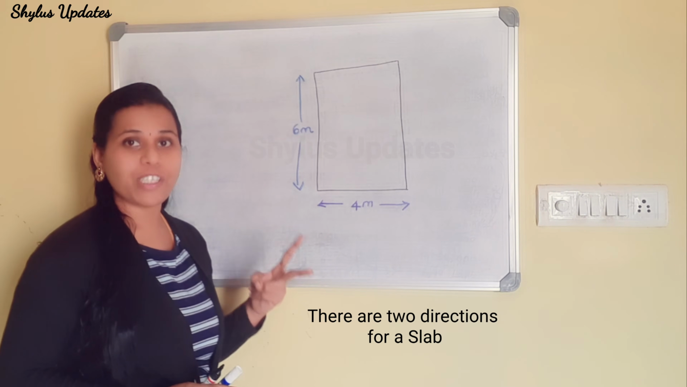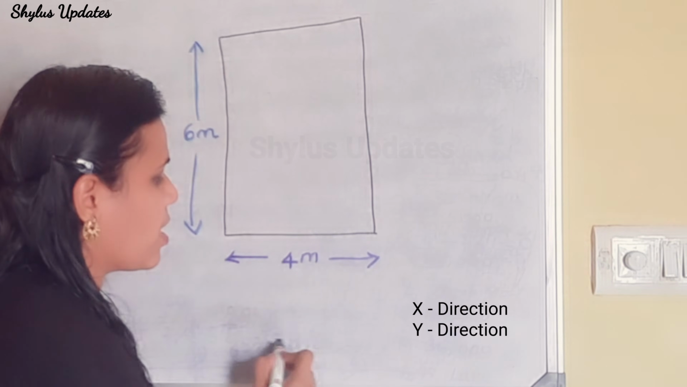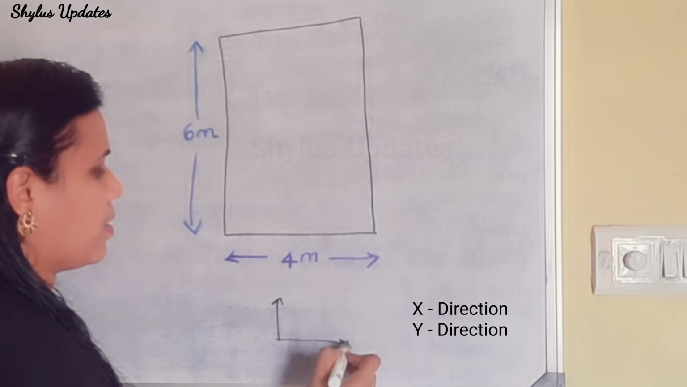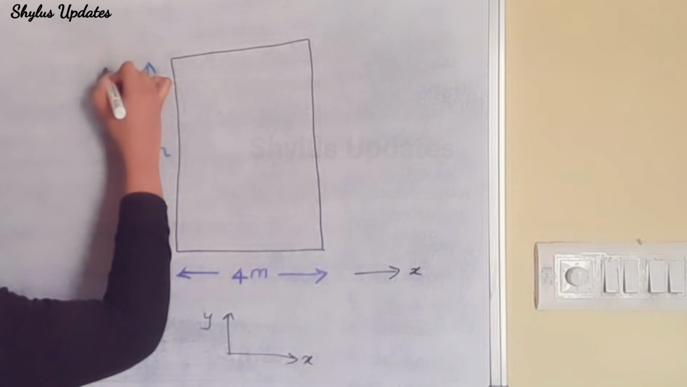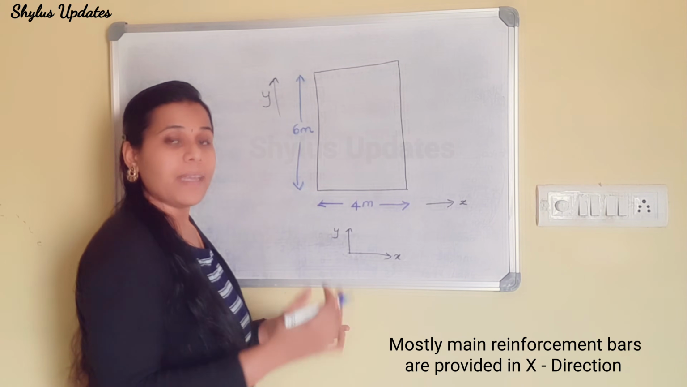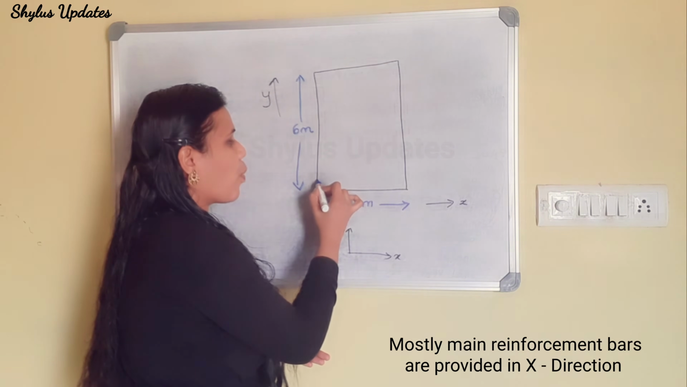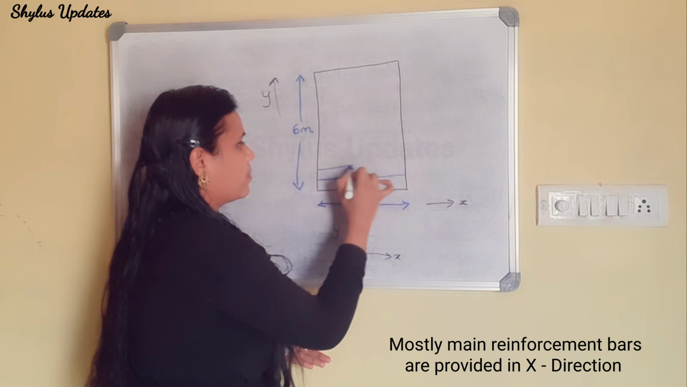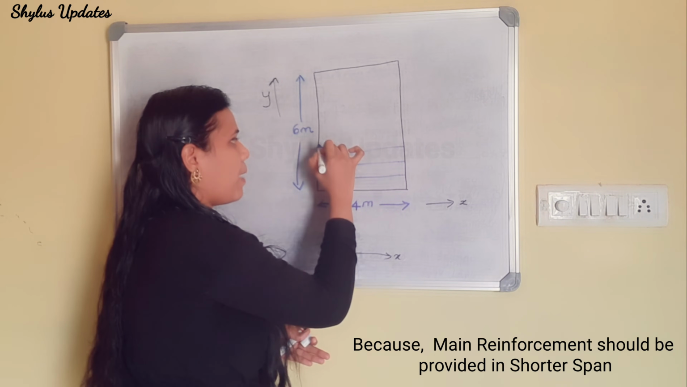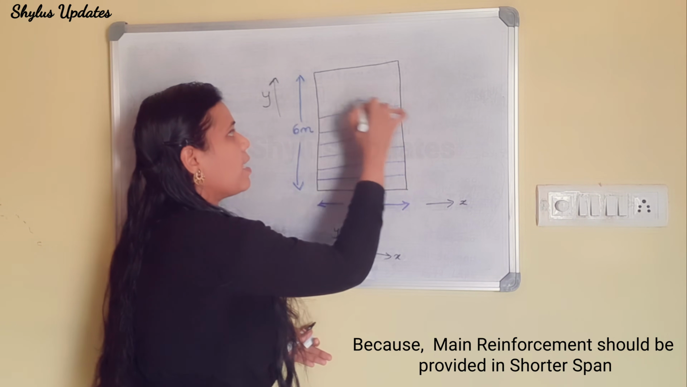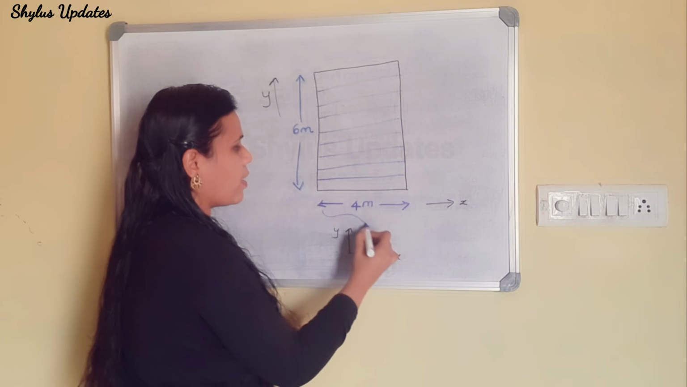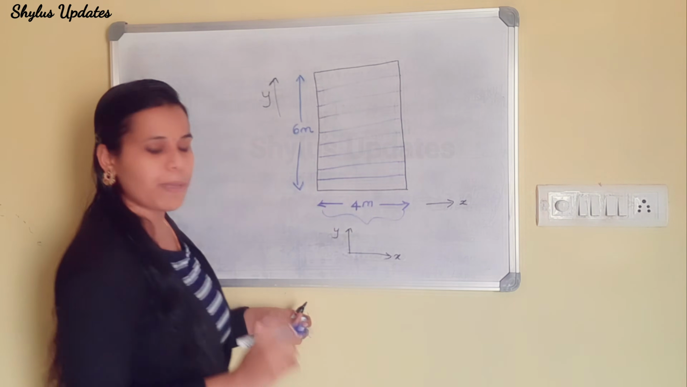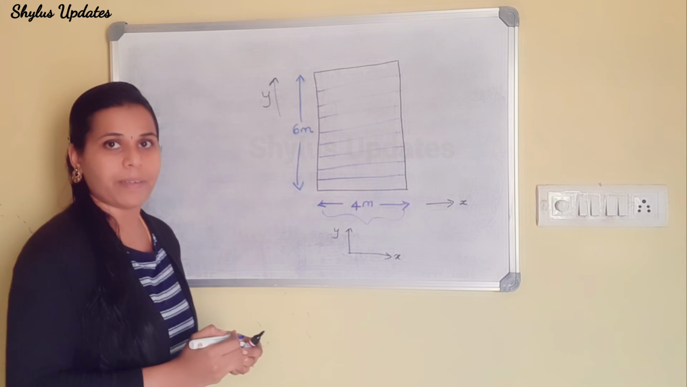There are two directions for a slab, X direction and Y direction. This is X, this is Y direction. Mostly, main reinforcement bars is provided in X direction, because main reinforcement should be provided in shorter span. This is the shorter span. So main reinforcement should be provided in shorter span.